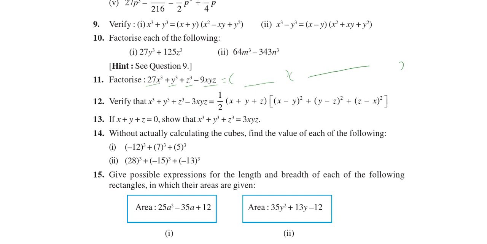What this identity says is that if three things x plus y plus z are equal to 0, any three things whose sum is 0, then their cubes x cube plus y cube plus z cube will be equal to 3xyz. That means if I take their cubes and add them, it will be equal to the product of x, y, z multiplied by 3. So they are saying to show this, verify or prove this. So let's start the proof now. How can it be proved, let's see.